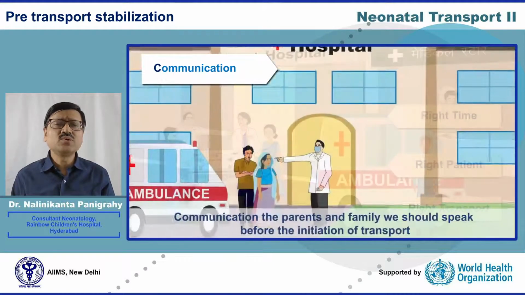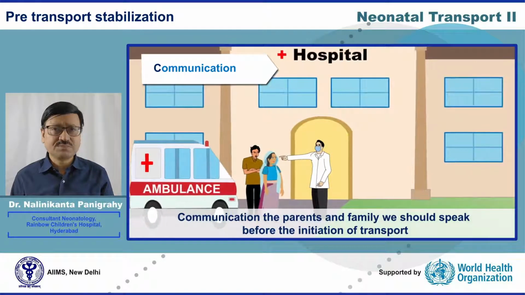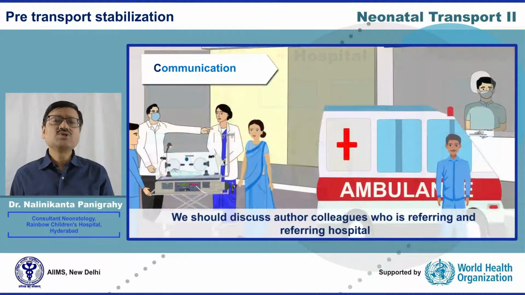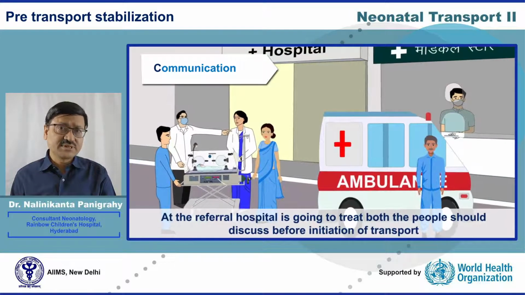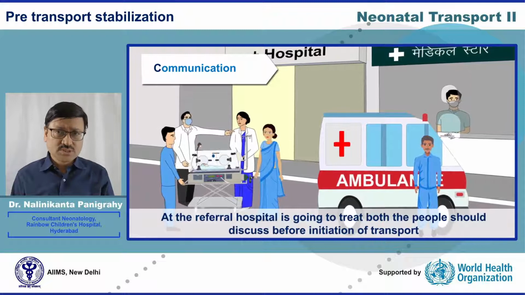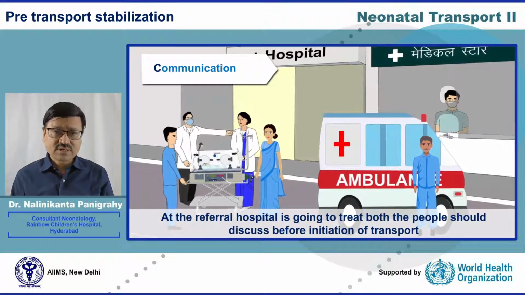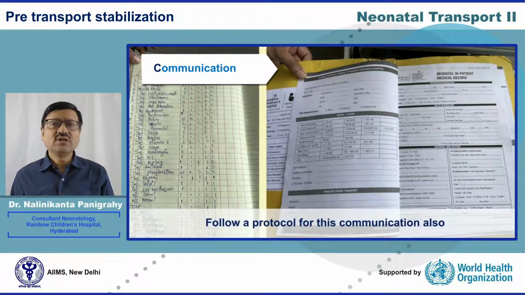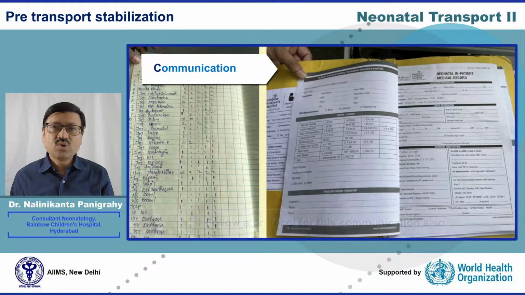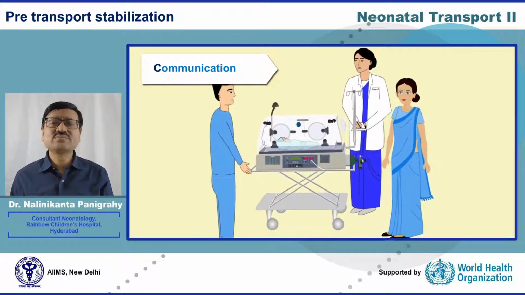So communication, with whom to communicate? The parents and family we should speak to before initiation of transport. We should discuss with our colleagues, who is referring at the referring hospital and who is going to treat at the referral hospital. Both people should discuss before initiation of transport, and whatever is discussed before transport initiation should be documented, and we should follow a protocol for this communication also. So we can follow a simple mnemonic, ISBAR.